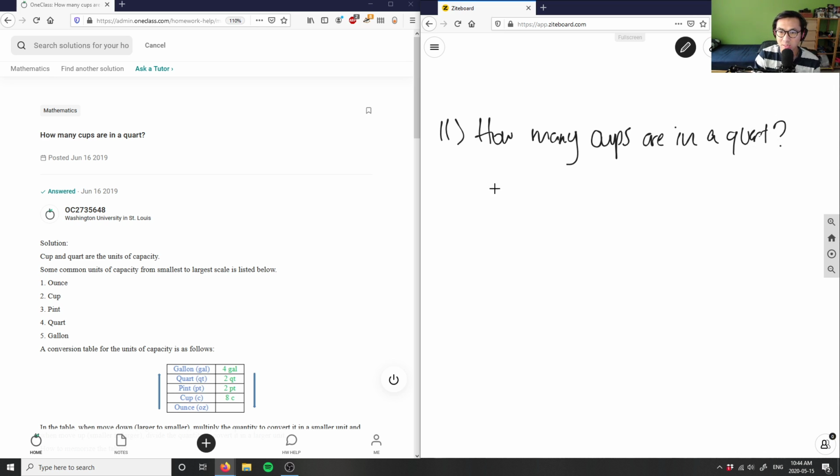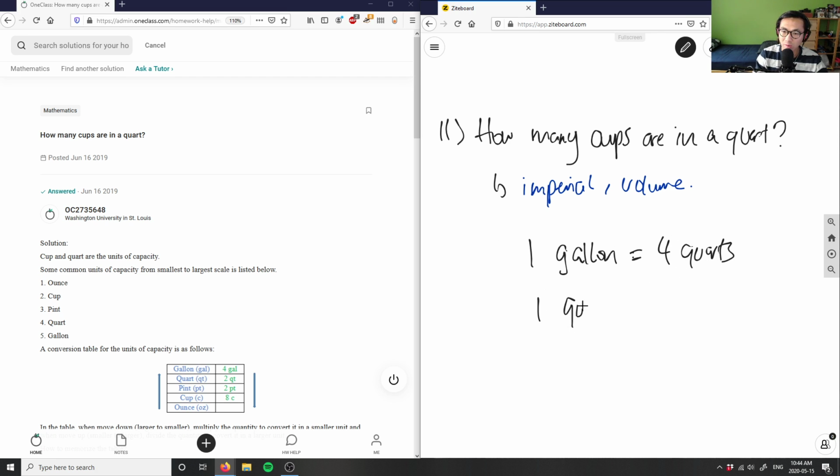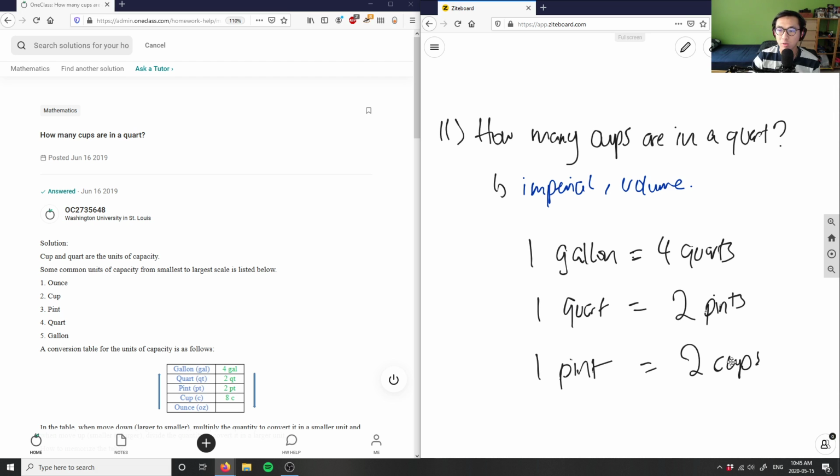And again, here we are in the imperial system, measuring volume. So it's asking us how many cups are in a quart, right? So again, I can write down my conversion factors here. I know that 1 gallon equals 4 quarts, and that's the unit of interest here. 1 quart equals 2 pints, and 1 pint equals 2 cups. So given that information, I'm simply going to convert quarts into cups, right?